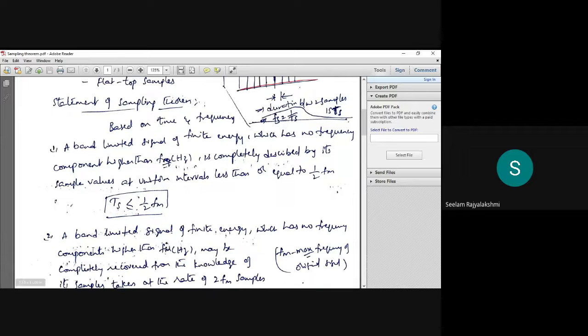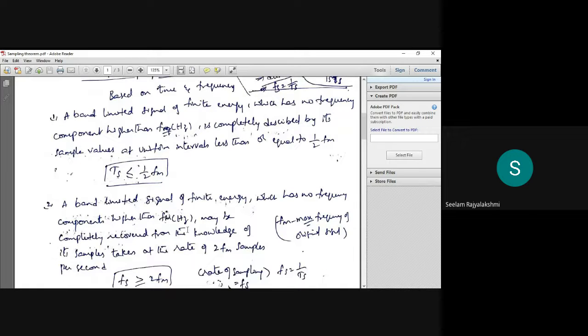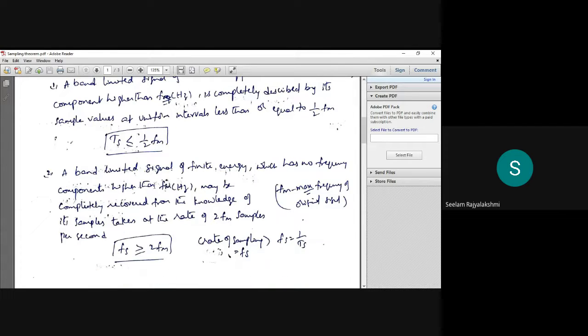A band limited signal of finite energy which has no frequency components higher than fm may be completely recovered from the knowledge of its samples taken at the rate of 2 fm samples per second. That means fs is greater than or equal to 2 fm. Here fs is the rate of sampling.